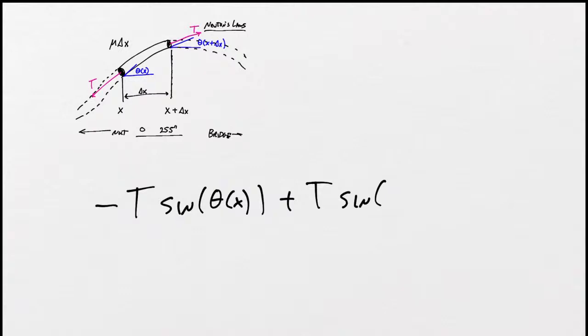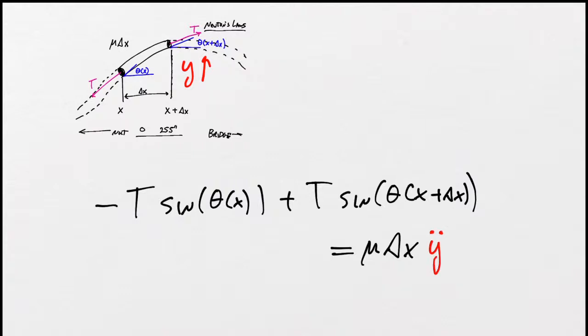Now, these two don't cancel necessarily. They actually equal something. And what do they equal? They equal the mass of the string, which is the mass density times delta x, times the acceleration. And the acceleration is what we're calling this vertical movement here, right? That vertical movement is what y is. I said we're calling it y, so I better write it down. Y is this vertical displacement. So this is going to equal the acceleration, and the way we write that is the second derivative of y with respect to time. That's what acceleration is.